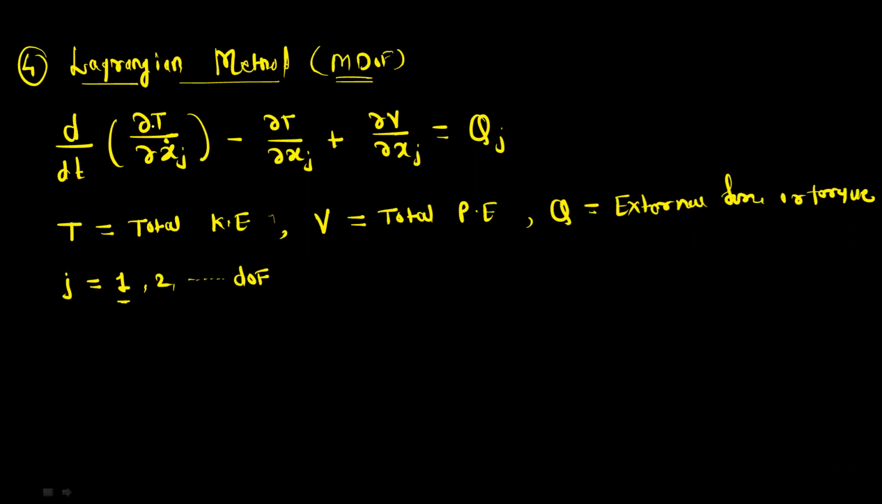Here first is del T upon del x dot, so we take the partial differentiation with respect to the velocity. This is the partial differentiation with respect to the displacement, and this is the partial differentiation of the potential energy with respect to the displacement only.